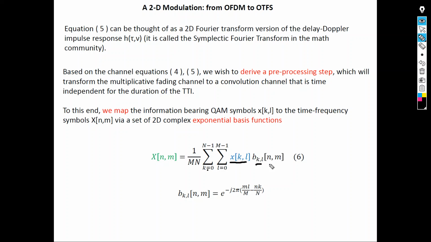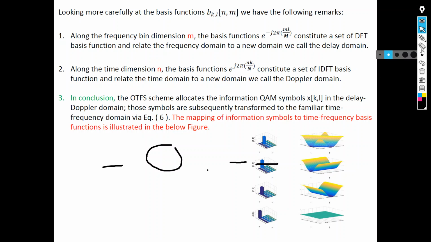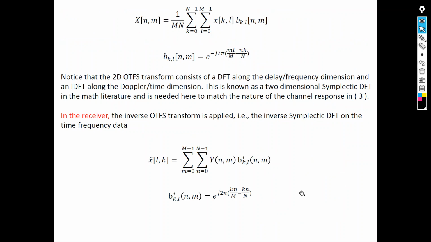In OFDM, I have only a one-dimensional basis function. Here I have a 2-dimensional basis function. The result here is a matrix or 2-dimensional array. There, the result is a vector again. That's mathematically the difference. But physically the difference is huge, and so is the implication of that.